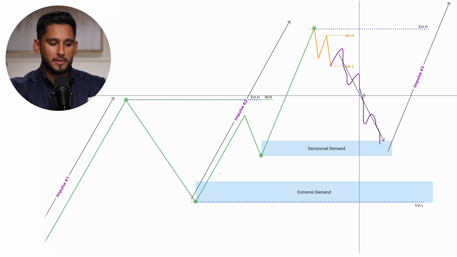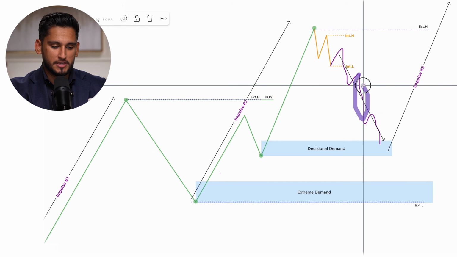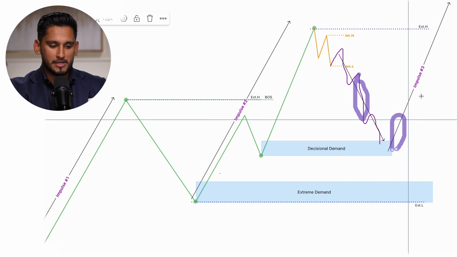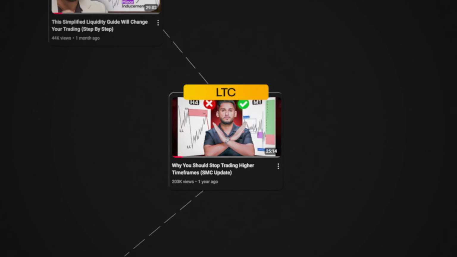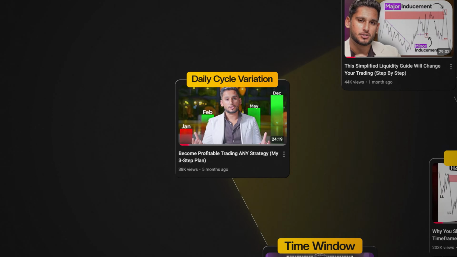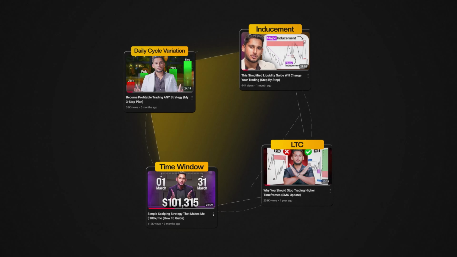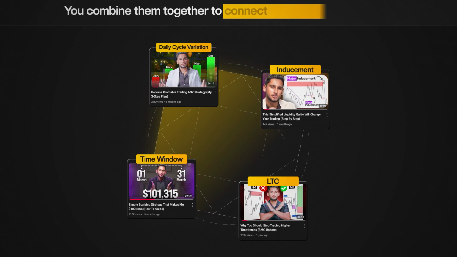And those pockets of probability, it could be this portion over here. It could be this portion over here. It could be a portion around here. There are many pockets of probability based on inducements, based on lower time frame confirmation, based on time window, based on daily cycle variations. All the guides I've shown in this channel, you combine them together to connect high probability setups. And these high probability setups are not bound by higher time frame trend.